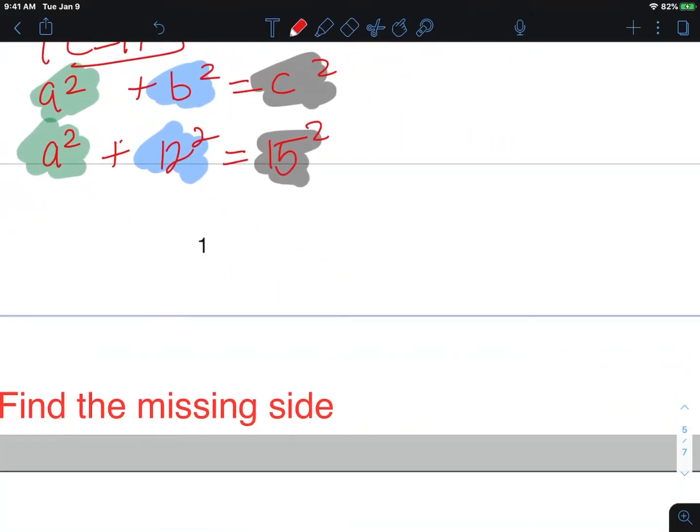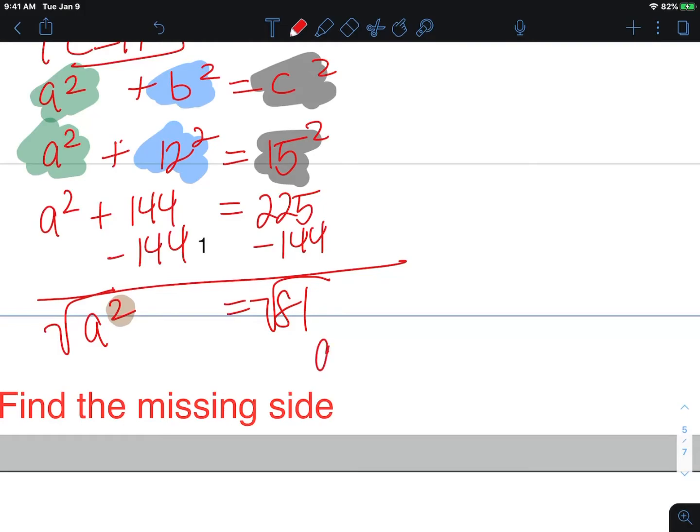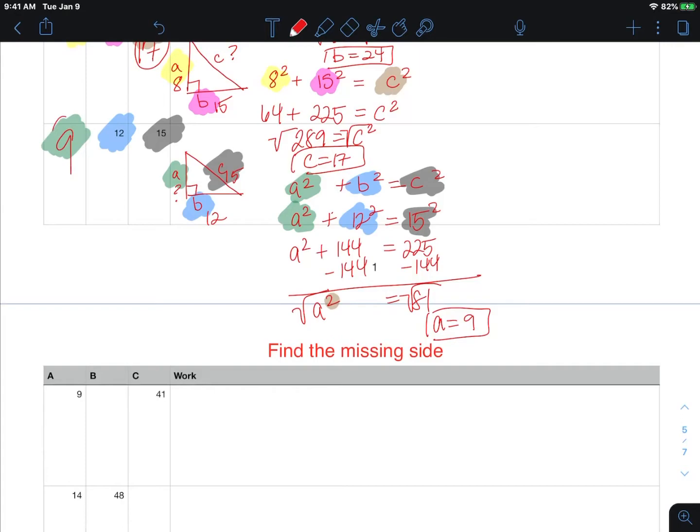All right, so let's put those in. A squared plus 144 equals 225. So now that I have that, I want to get my A by itself. So I'm going to take away my 144. And I'm at my last step, so I want to get rid of this exponent up here. So I'm going to take my square root. And when I do, I find out that my missing side is 9. So I should have gotten an answer of 9.